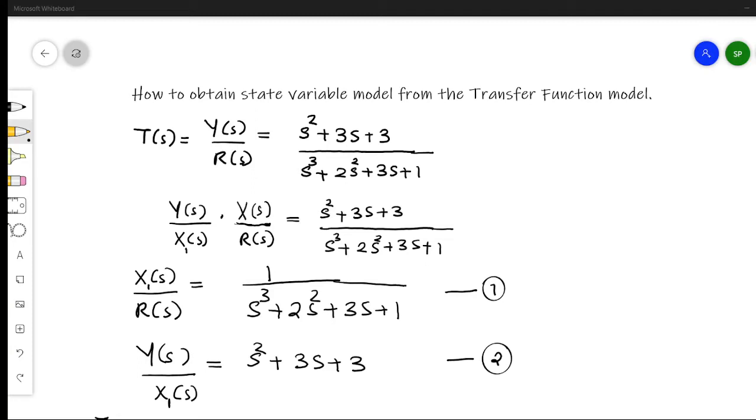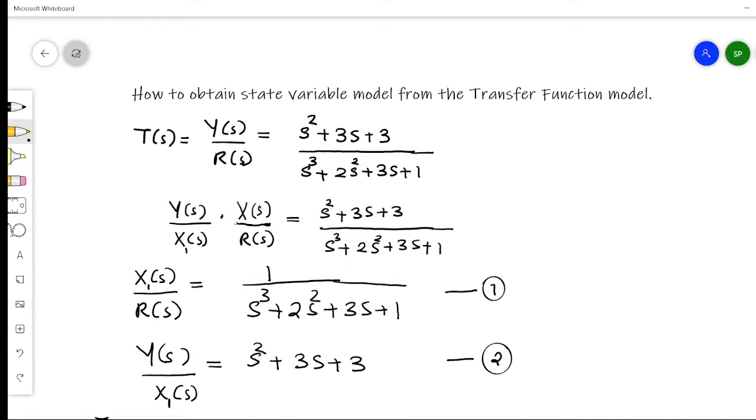Everyone, in today's video I'll be explaining how to obtain the state variable model from the transfer function model. So you are given a transfer function and you are asked to find the state variable model from that transfer function. We know that the transfer function is the ratio of the Laplace transform of output to the Laplace transform of input under zero initial conditions. So we can just represent this transfer function as Y(s)/R(s).